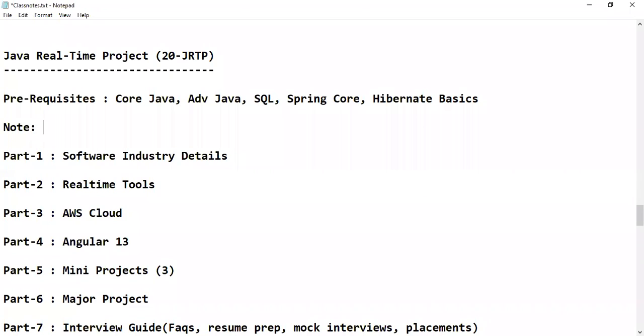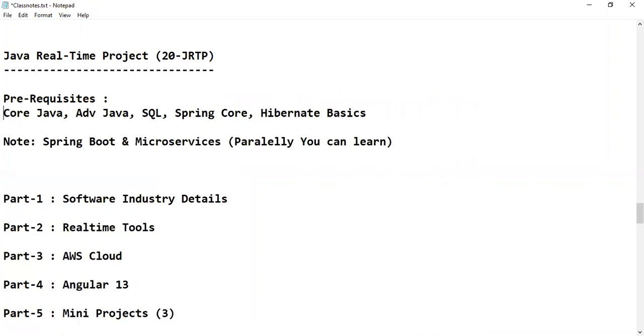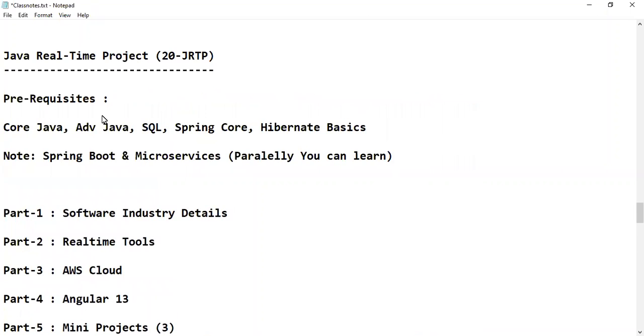Next one, Spring Boot and microservices you can learn parallelly. If you have already completed Spring Boot microservices, then excellent. If you don't know Spring Boot microservices, start immediately. Parallelly, you can learn Spring Boot and microservices. So those are prerequisites for our training: Core Java, Advanced Java, SQL, Spring Core, Hibernate basics.